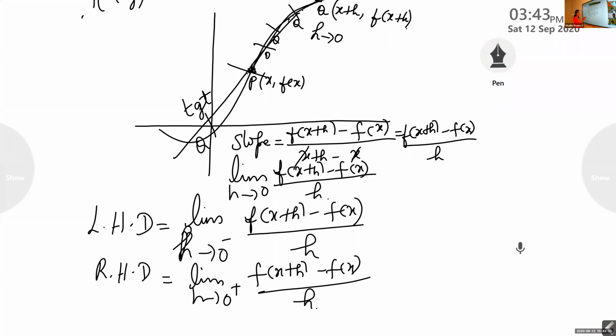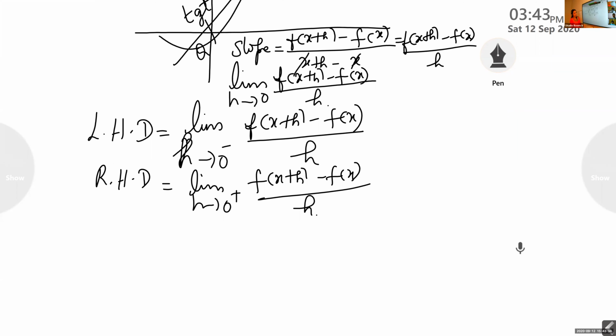If the left hand derivative and right hand derivative are equal, then we say the derivative exists at that point. If the left hand derivative is the same as the right hand derivative, we say the function is differentiable, or the derivative exists at that point.